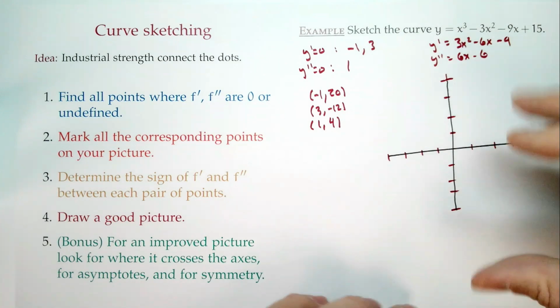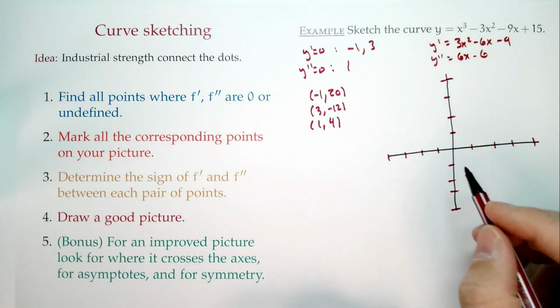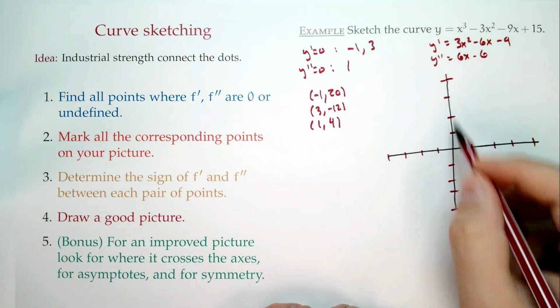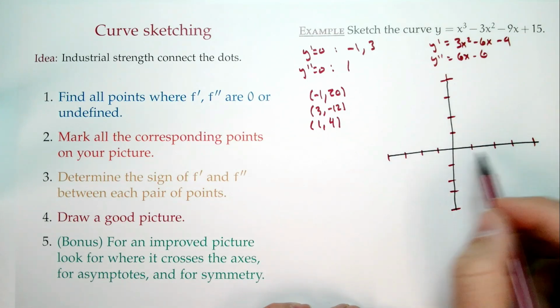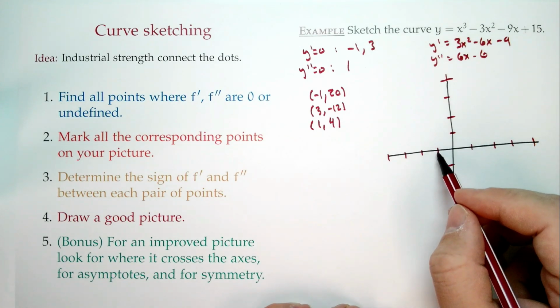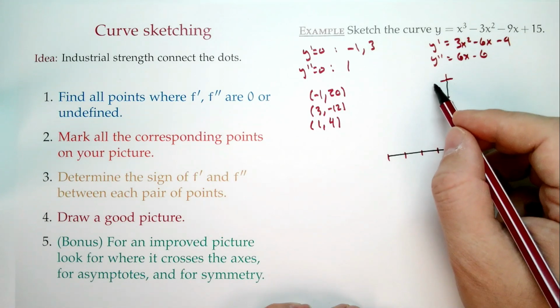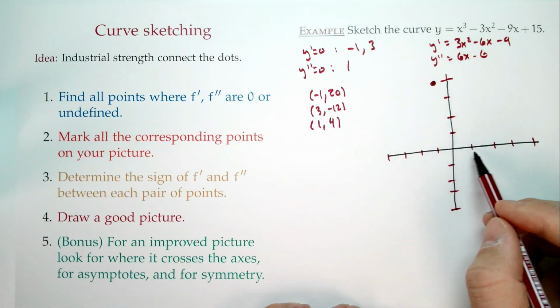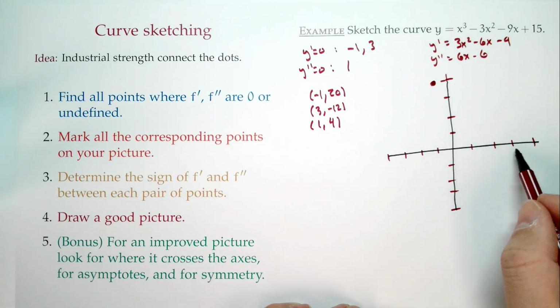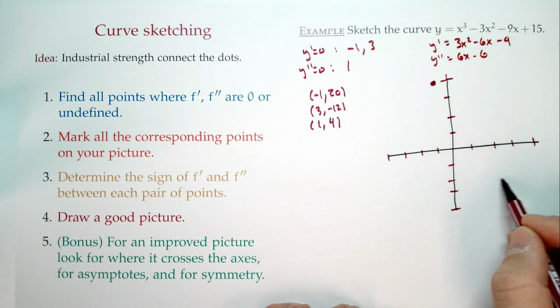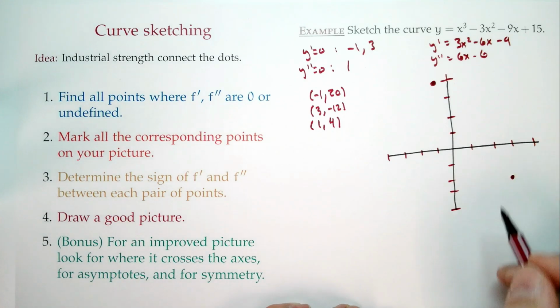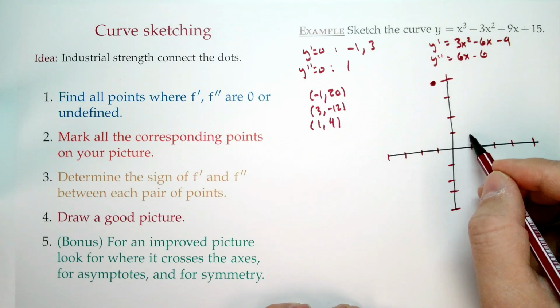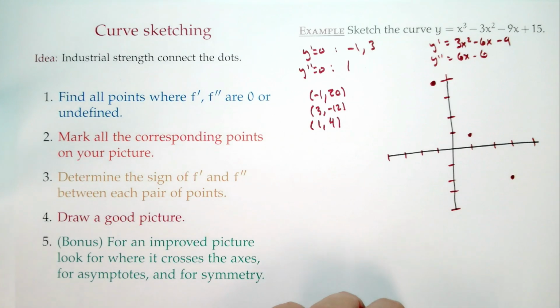So I'm going to somehow compress it in this way. I'm going to think of these ticks as being 5 in the y direction, and these ticks as being 1 in the x direction. So for example, -1 and 20, I would put as here. 3 and -12, I would put roughly here. And 1, 4, I'd put right there. Okay, so here are my important points.